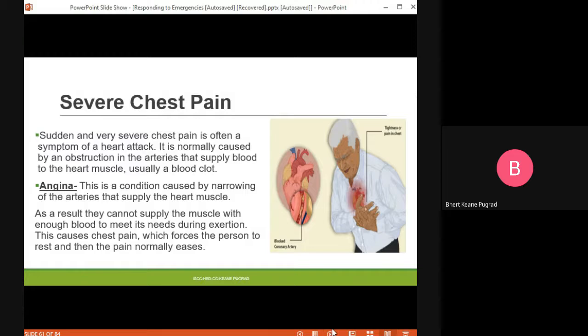So next is chest pain. The chest pain we usually call angina, no? Angina is a condition that is caused by narrowing of the blood supply in the artery of the heart that is supplying the heart muscle. So why do we get severe chest pain?